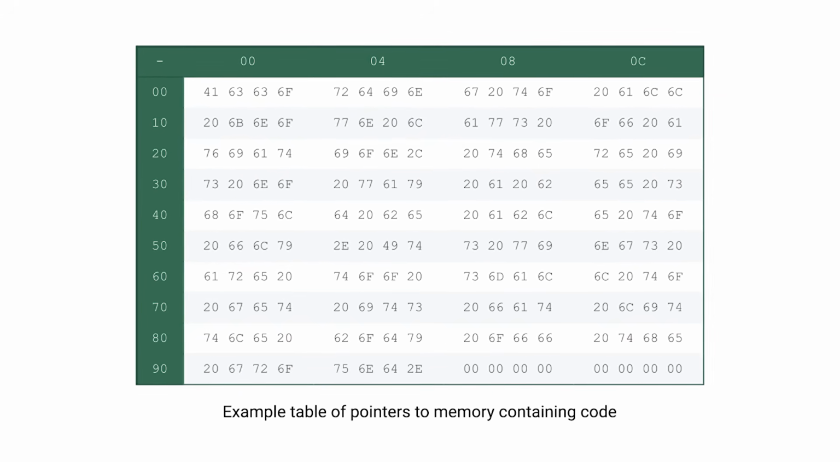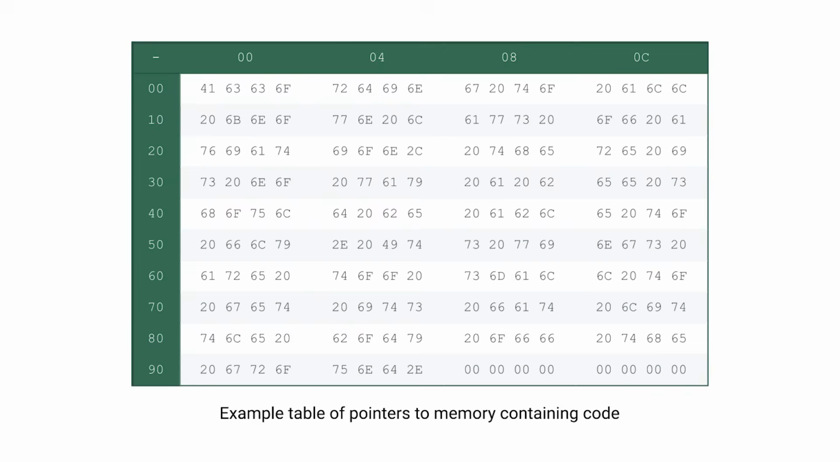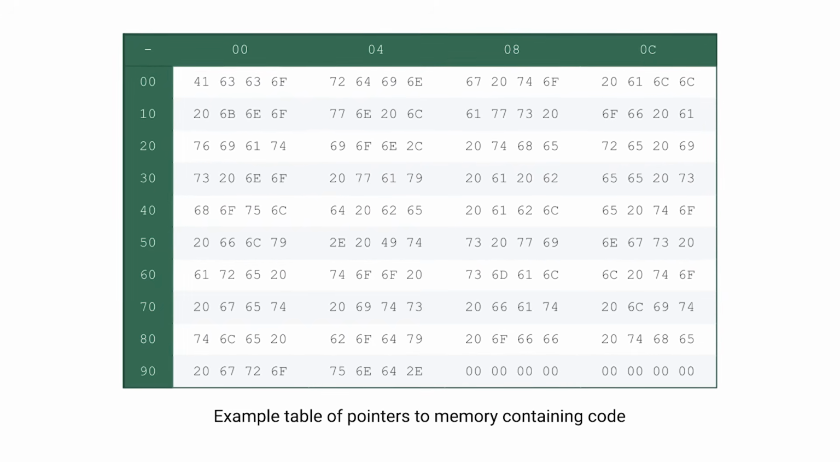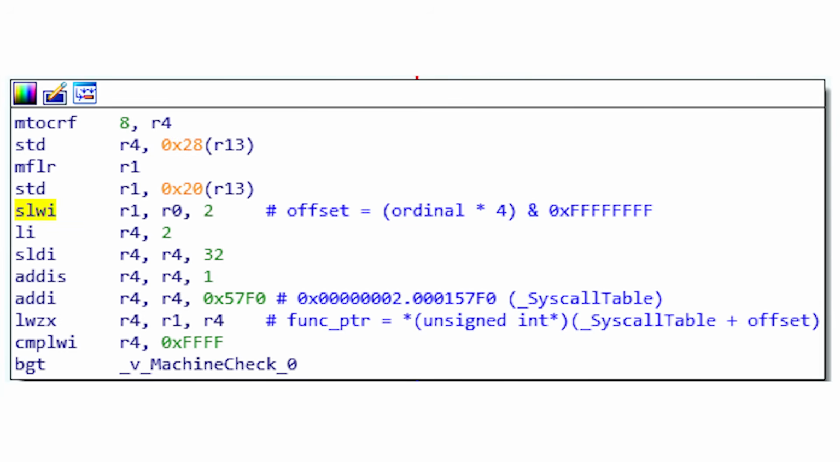The table contains just raw addresses pointing to the code for each system call. Each one is stored in 32-bit or 4-byte entries, so to find the right one, all the hypervisor has to do is multiply the call number by 4. Except it actually just shifts the number 2 bits to the left, because that happens to be the fastest way to multiply a number by 4 in binary. They're using the 32-bit version of this bit shifting instruction, which also has the side effect of clearing out the upper 32 bits of the value.